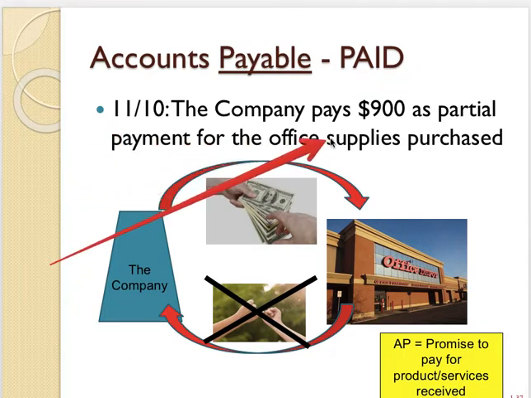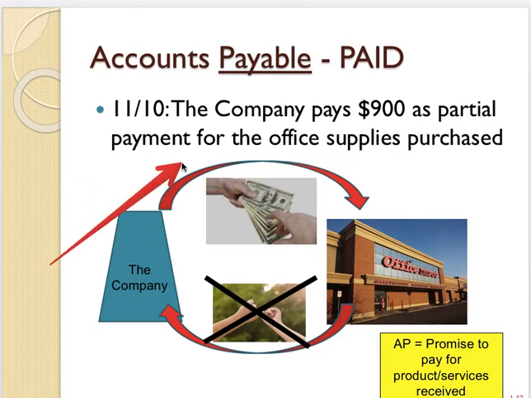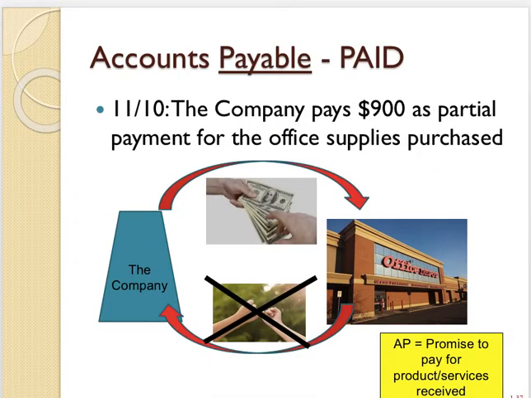And it says the company pays $900 as partial payment for the office supplies purchased. Okay, now as you recall in our previous slide, we purchased $7,100 of office supplies. Now, I know that what we're paying now isn't the whole thing. It's only a $900 partial payment, but we're making our way. Eventually we will pay the whole thing, but we're working on it.